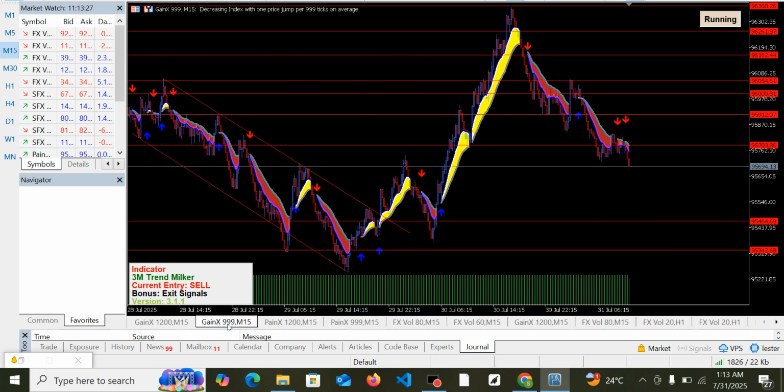Now let's check another asset. You can see this is Ganex 999. And this is real and live charts. So you can pick up one or two things from here to learn how you can do your analysis and even place some profitable trades today.